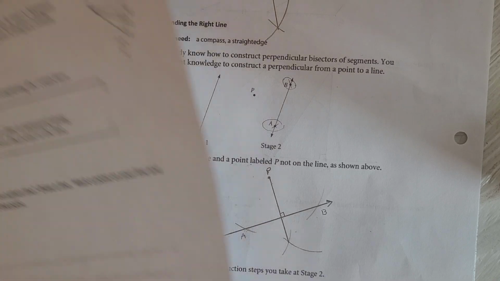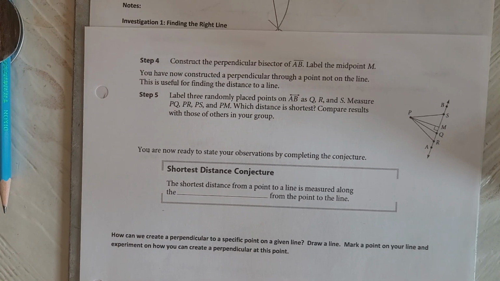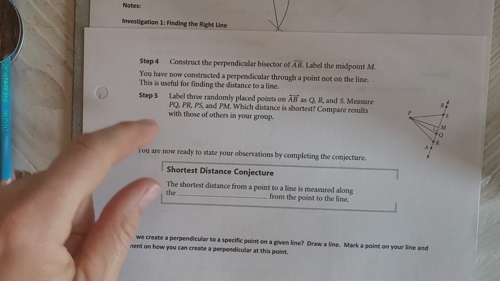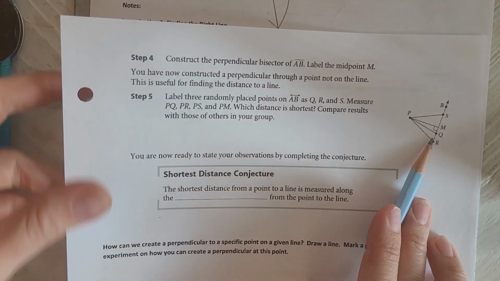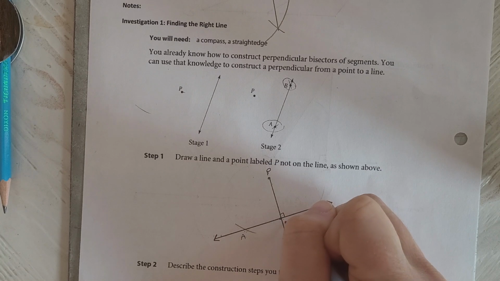So something that's interesting, and this is on the next page, so I'm going to bring that up, but then we're going to go back to that first page. We constructed our perpendicular bisector, and we're going to label our midpoint M. So I'm going to go ahead and do that.